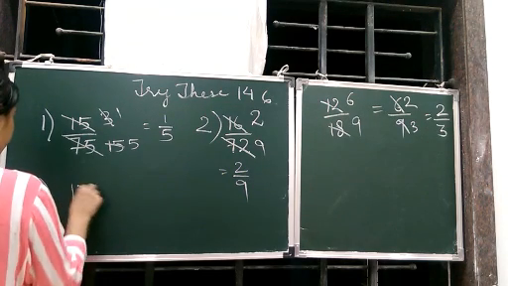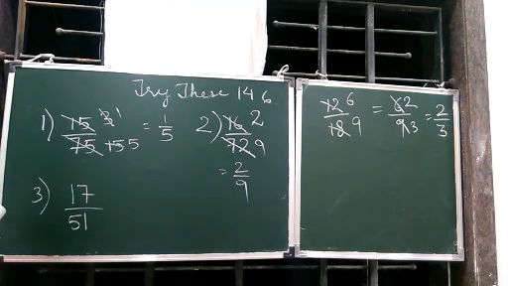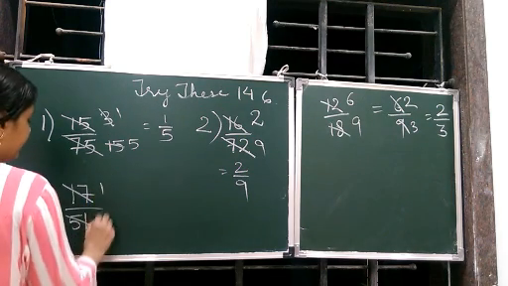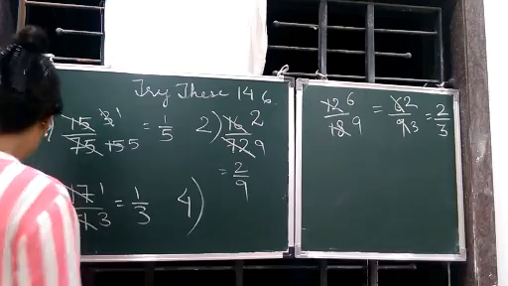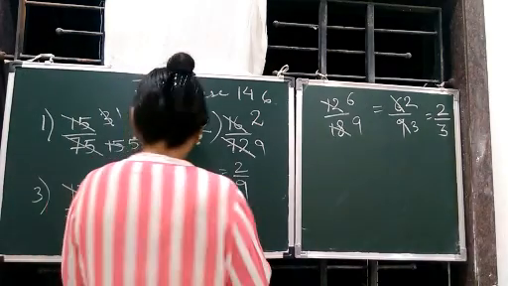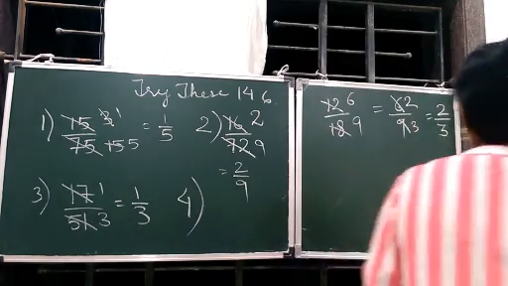Then 17 by 51. I am sure both are divisible by 17. 17 3s are 51. 17 1s are 17. 17 3s are 51. So 1 by 3. Then going to the fourth one. 42 by 28. I am doing it here.